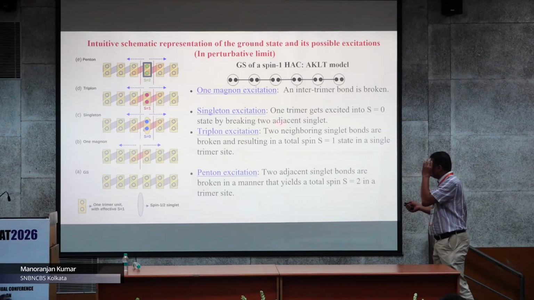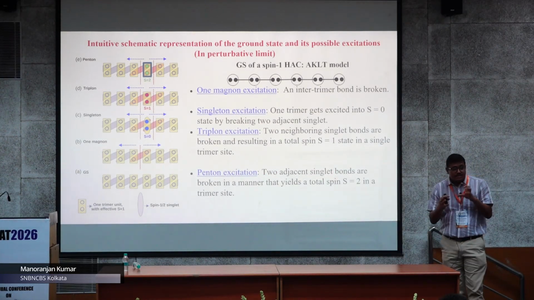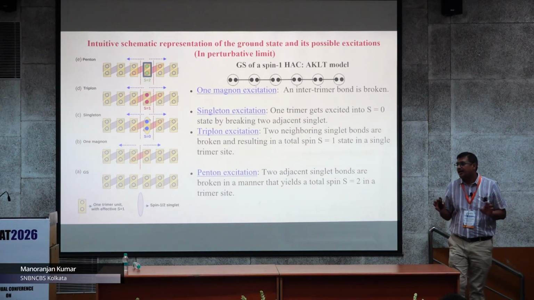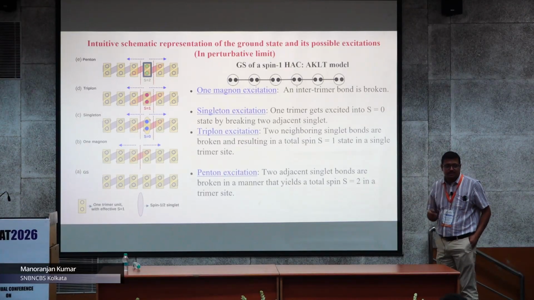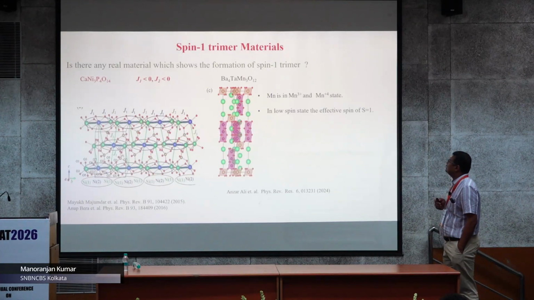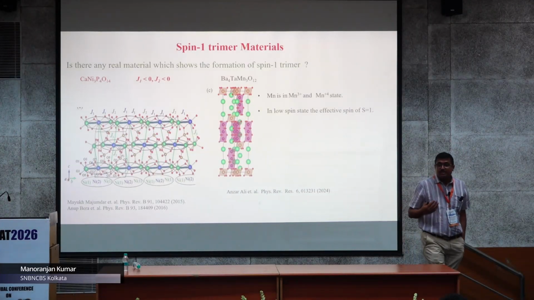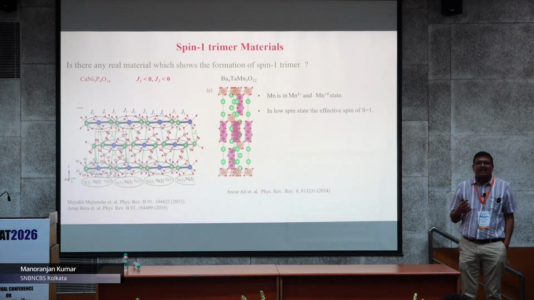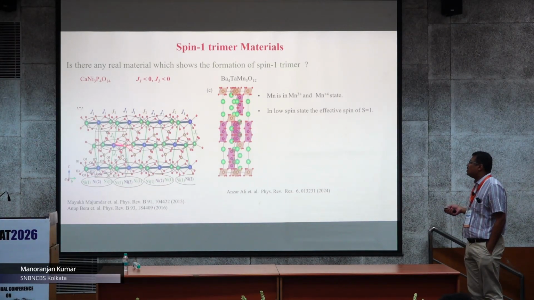Okay, so that's how the tripleton excitations and penton excitations are there. These are just manipulations of your singlet and triplet states, giving you the effective spin either 1 or 2, depending on what kind of excitations you have. Now our question is, are there any materials which exist that give you this trimer spin 1?